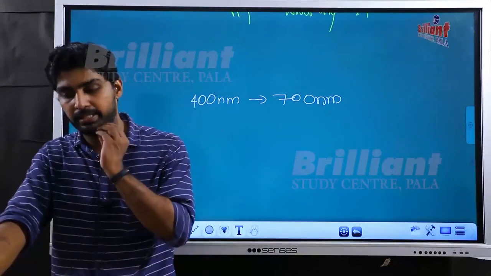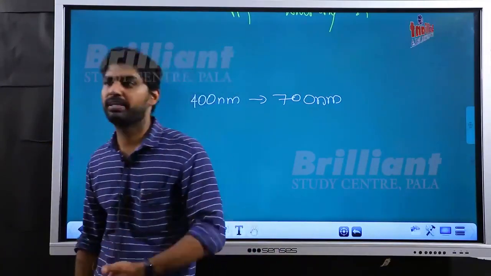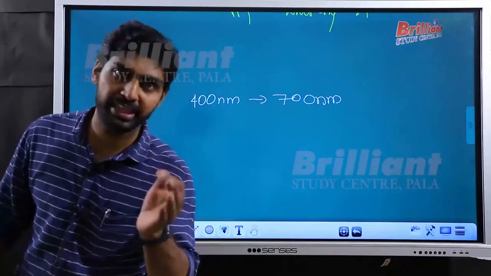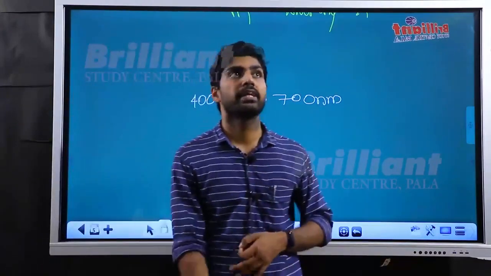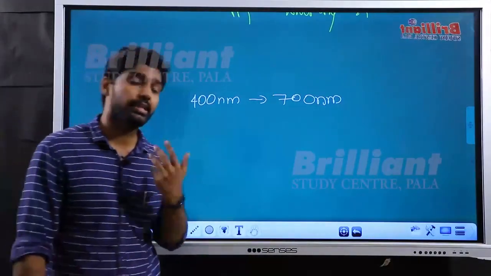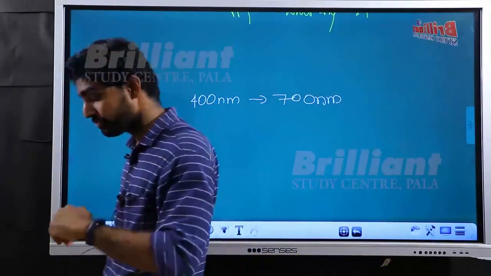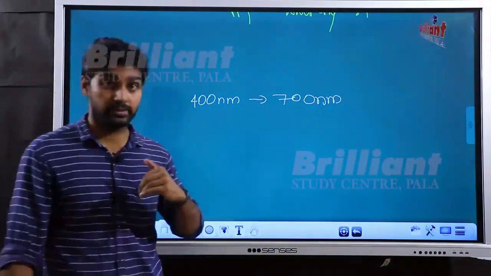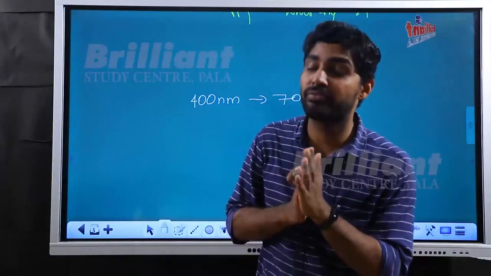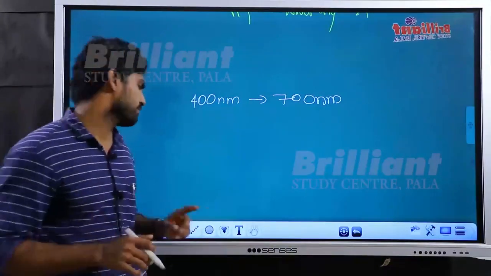Then we have our normal objects. Their length can vary from micrometers to centimeters to meters to kilometers. And if we consider the distance from Earth to Moon, it is about 3 lakh kilometers. If we consider the distance from Earth to Sun, it is about 150 million kilometers. So we'll slightly discuss that.